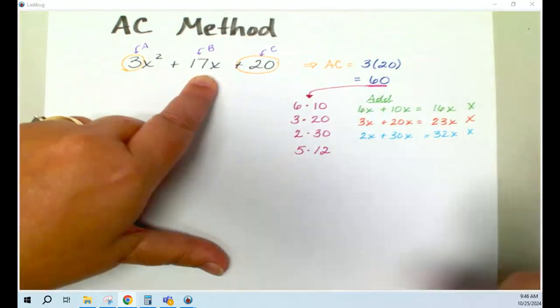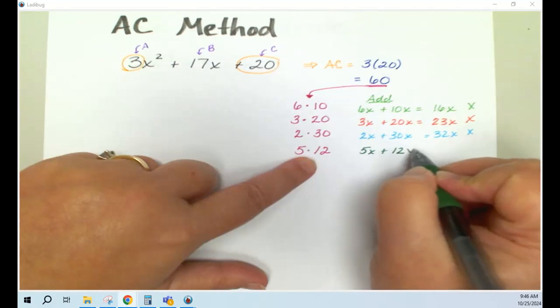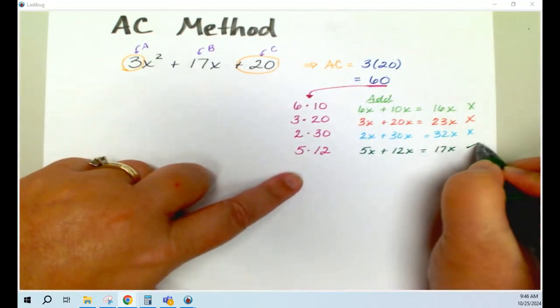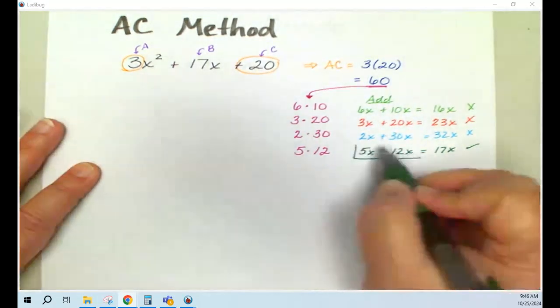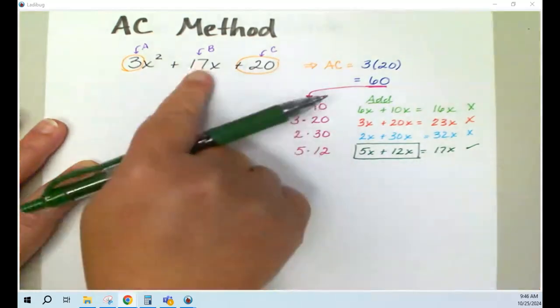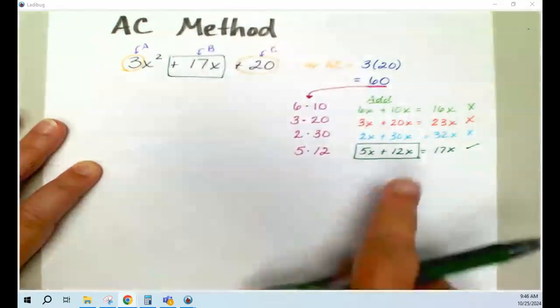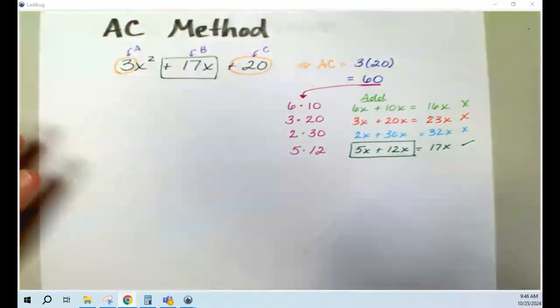Okay. And how about 5 times 12? So that's a 5x plus 12x. That is 17x. So that's what we're looking for. Okay. So what that tells us is that we are going to take the 17x that's in our problem to start with, and we're going to replace it with a 5x plus 12x.